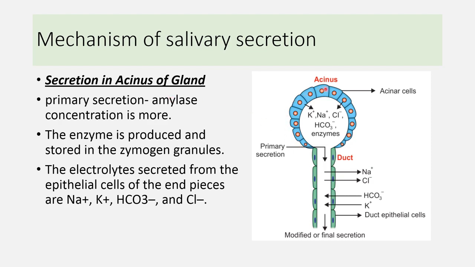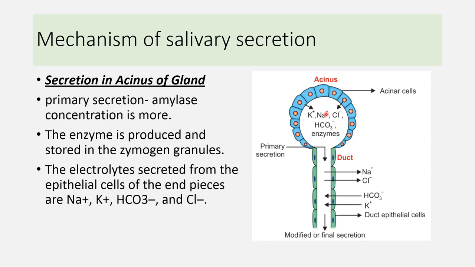Here we can see the structure of the salivary gland, which contains acinar cells and the various duct cells. Duct cells include both the intercalated duct as well as the striated duct, which is lined by cuboidal cells. The acinar cells, inside the cavity of the acinus, secrete the primary secretion. Primary secretion contains various digestive enzymes, water and electrolytes. Digestive enzymes like amylase are more concentrated in the primary secretion. The enzyme is produced and stored in the zymogen granules. The electrolytes secreted from the epithelial cells of the acinar cells are sodium, potassium, bicarbonate and chloride.